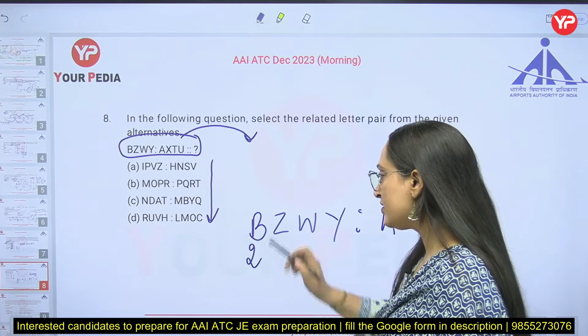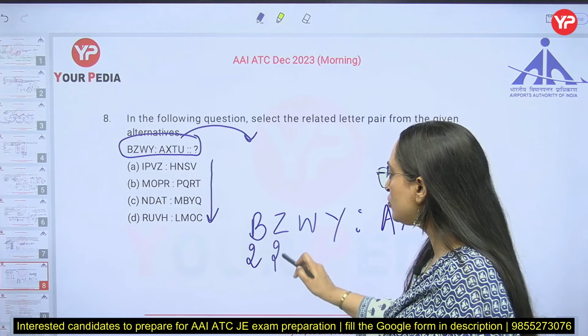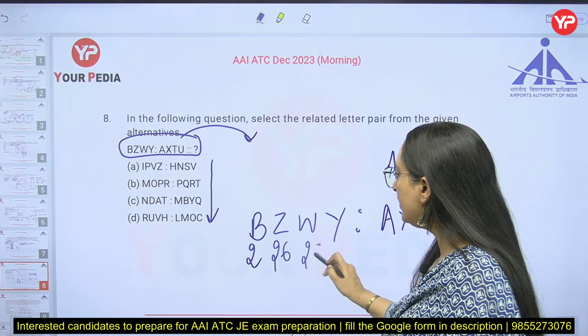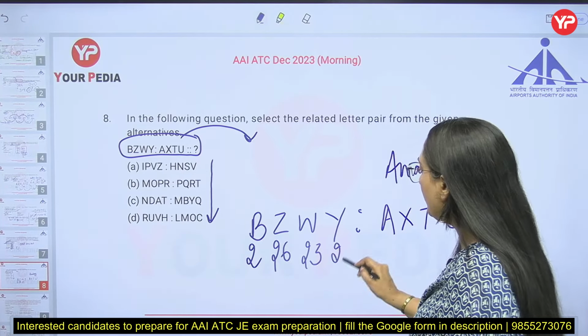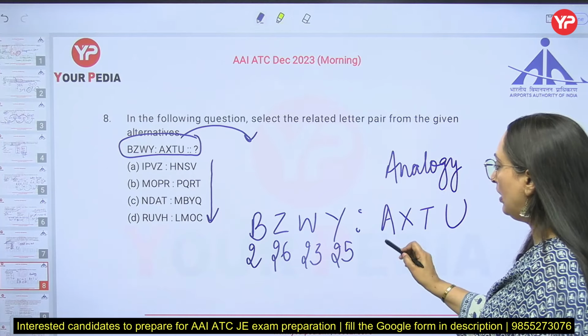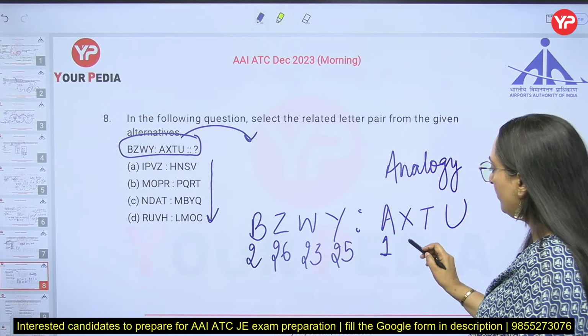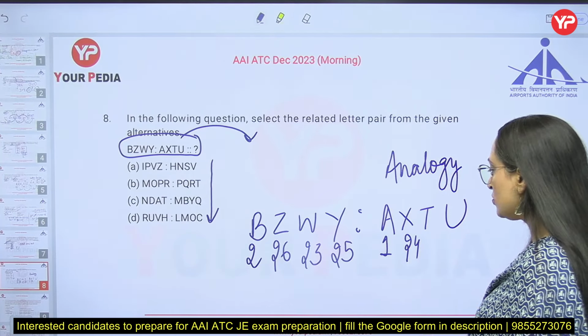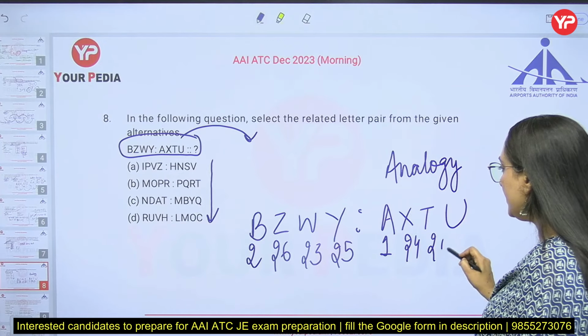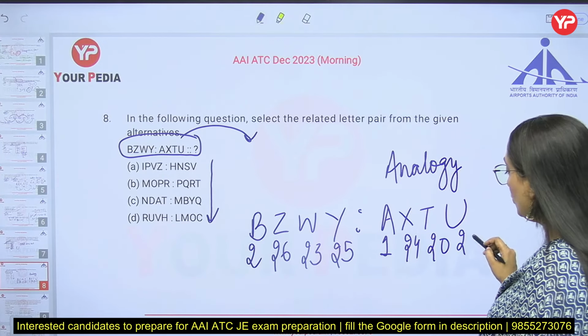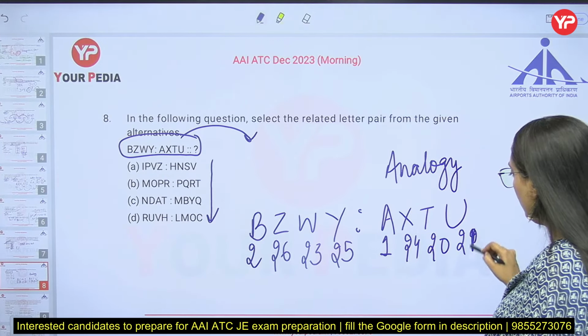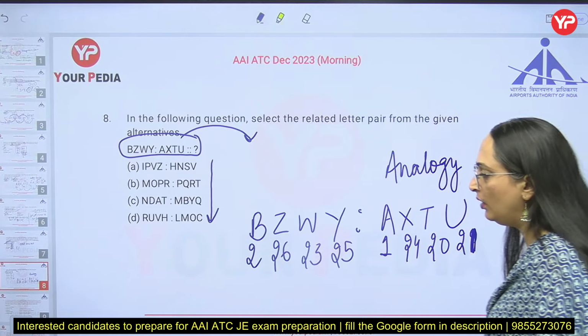Place value of B is 2, place value of Z is 26, place value of W is 23, and place value of Y is 25. Place value of A is 1, place value of X is 24, place value of T is 20, place value of U is 21.